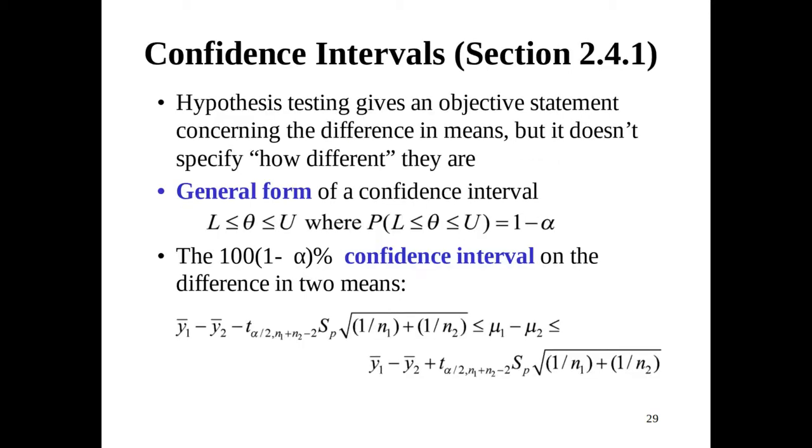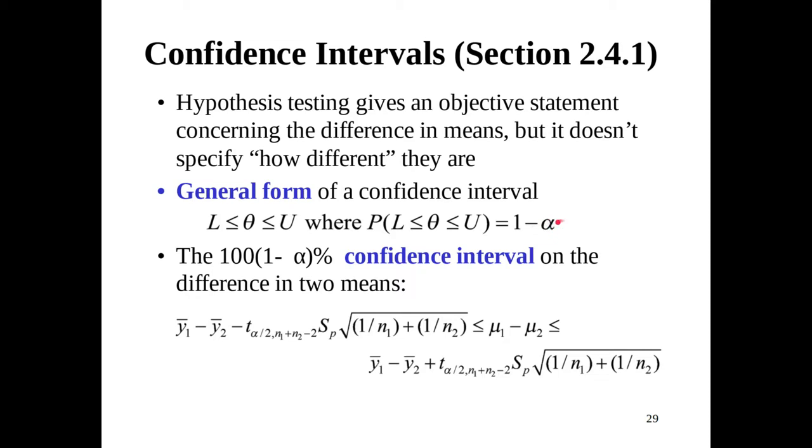We can also calculate a confidence interval because hypothesis testing gives an objective statement. It says whether the null hypothesis should be rejected or not rejected, but it doesn't specify how different the means are. For that, we can use a confidence interval. The general form is something like that. There is a lower limit and upper limit. So the difference mu1 minus mu2 would be between those lower and upper limits. And the probability of that confidence interval is 1 minus alpha.